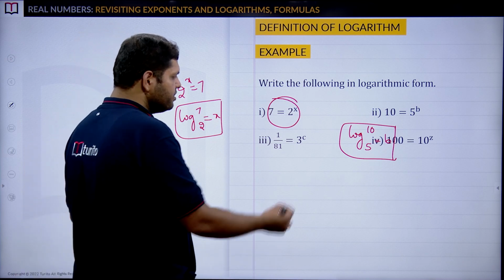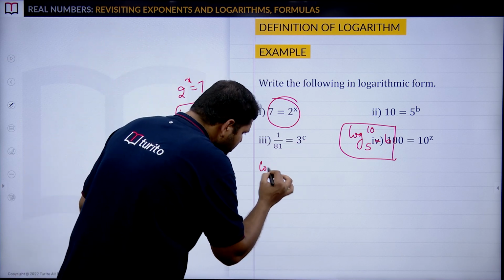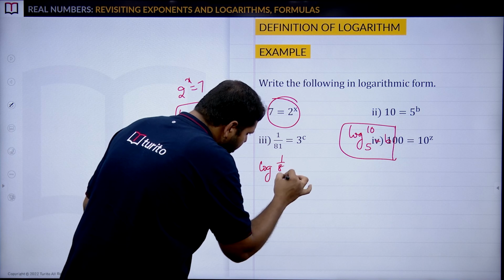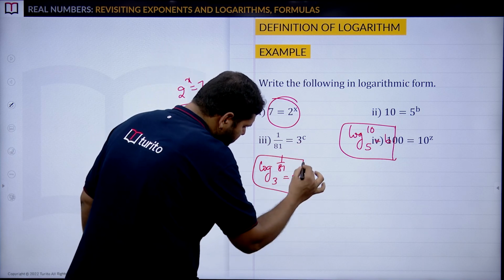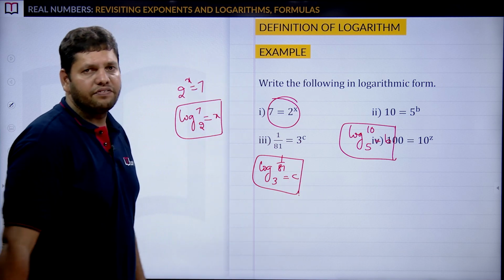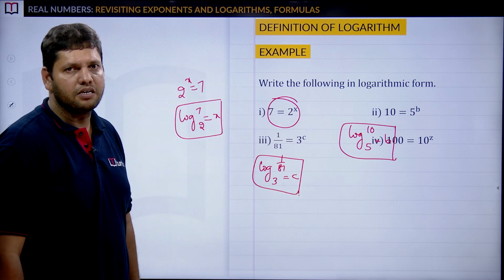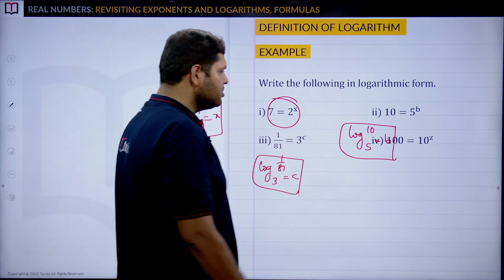And 1 by 81 is equal to 3 to the power of c. So how can we write it, children? Log of 1 by 81, here the base is 3, so write it down here, is equal to c. So log of 1 by 81 with base 3 is equal to c is the answer. And this one, children, look here.